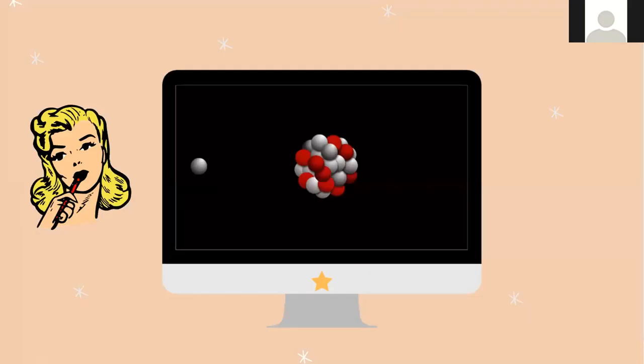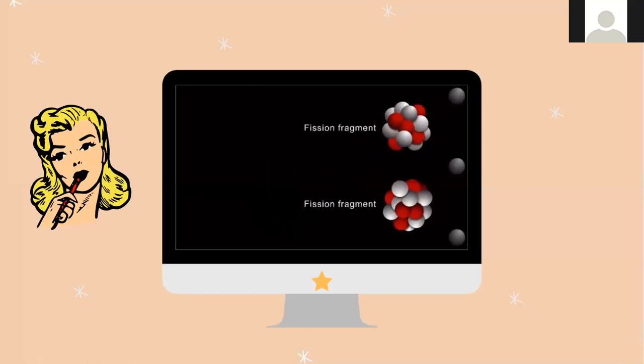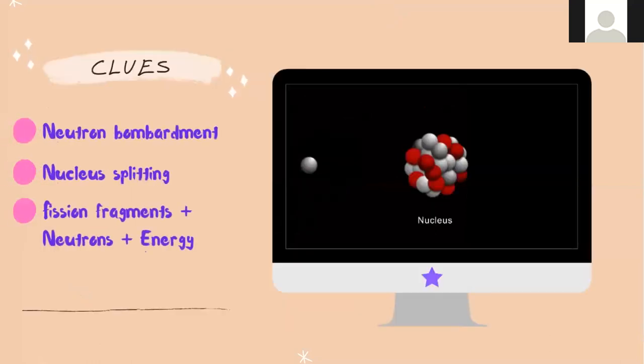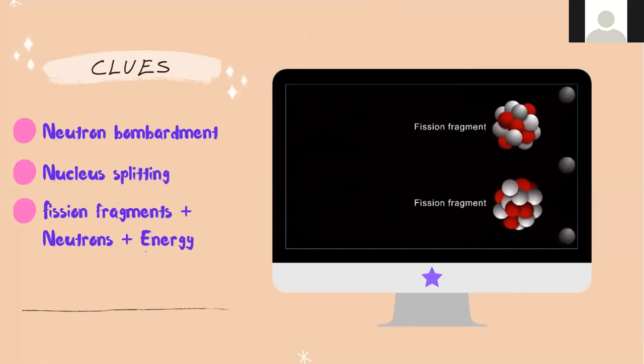So just now, Nadira and Jaya already showed this, but look at it carefully again because we have to get something from here. Look at the labels carefully. So here, the clues we can get are neutron bombardment, then the light here, the nuclear splitting, and then fission fragments, neutrons. So the light there was the energy.